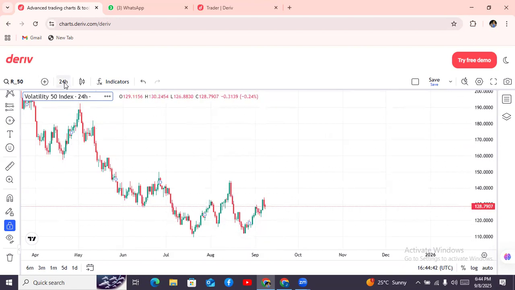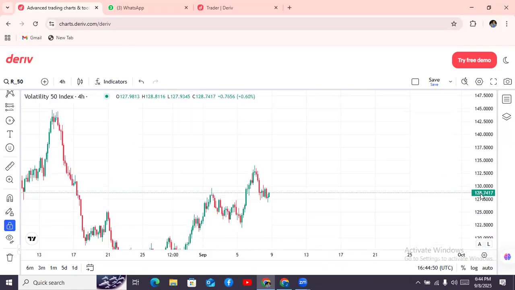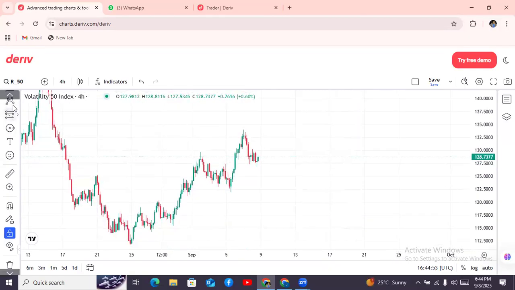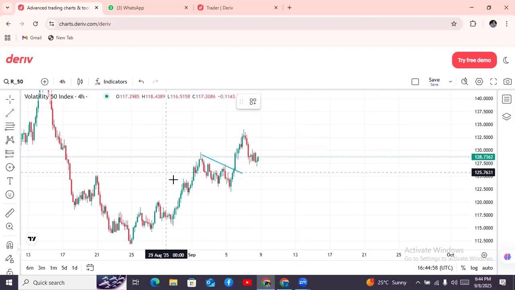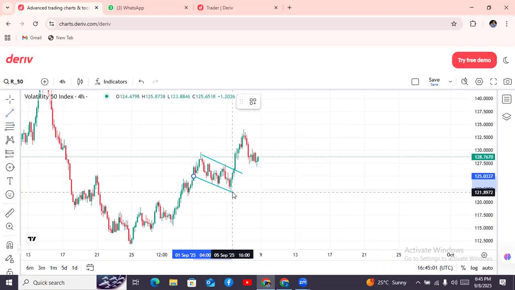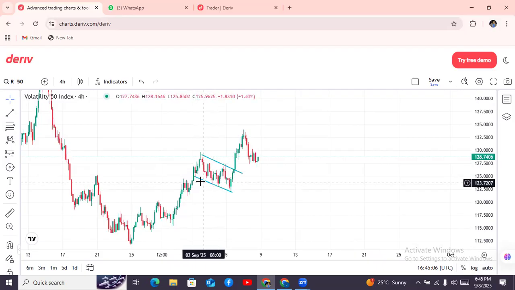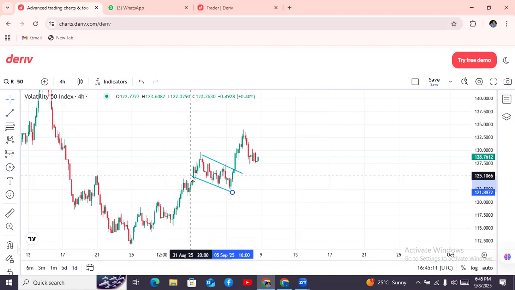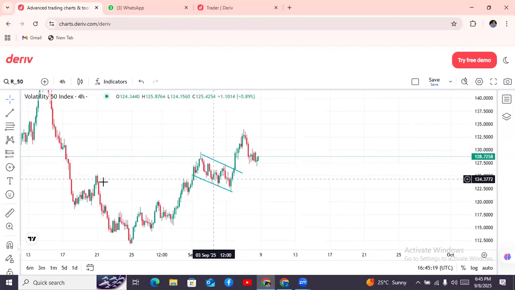Actually, I remember now. This is where we were. We actually bought, yes, it was this, and we benefited from this. A very beautiful flag there. Three touches again. If you look at that now, it's one, two, three touches.